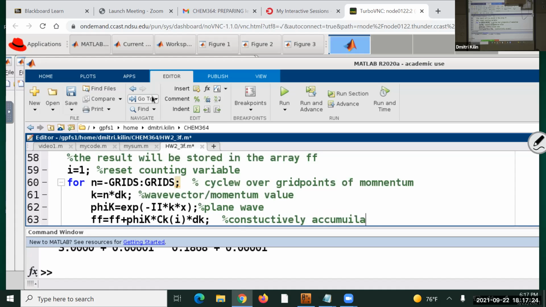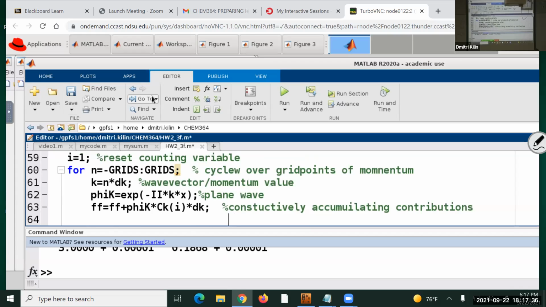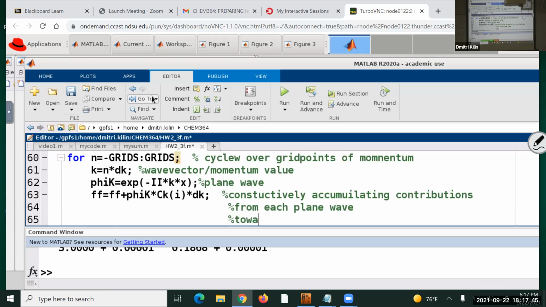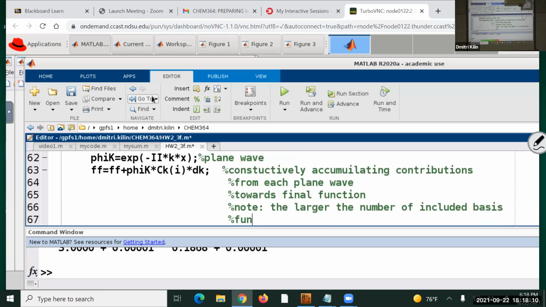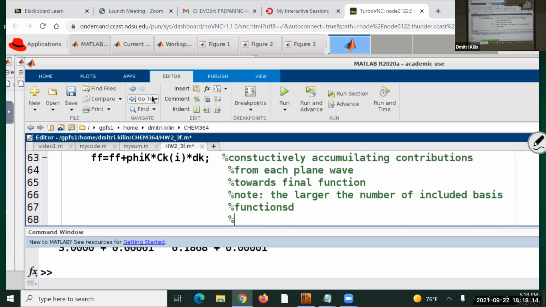Constructively accumulating contributions from each plane wave towards the final function. Note, the larger the number of included basis functions, the more accurate is the final function.